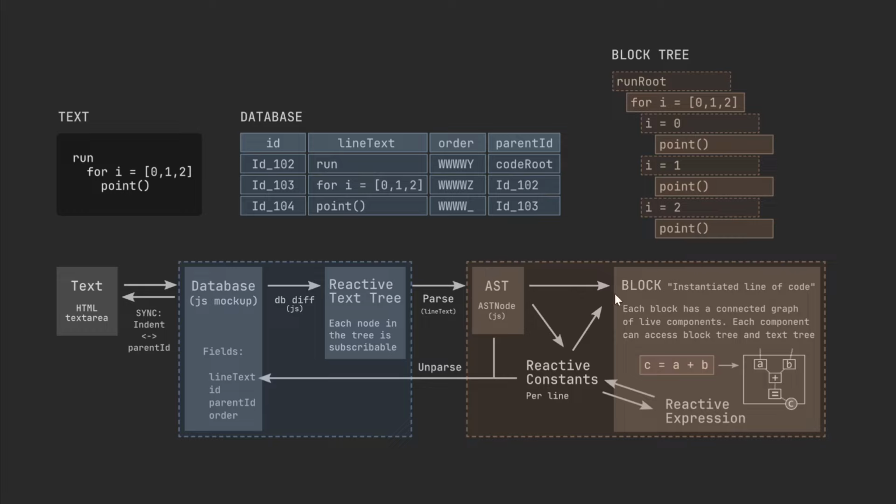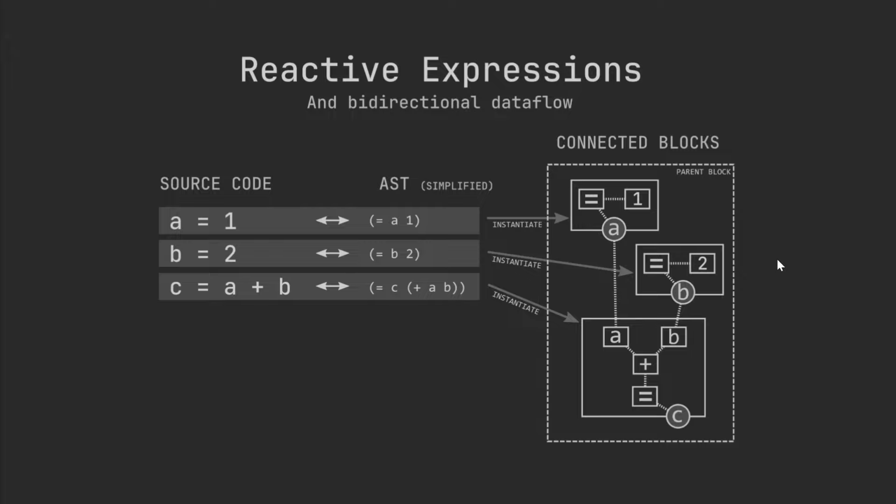Now inside the block, that's where we recursively iterate the AST, and the result is a connected graph of live components. Here's an example of 3 blocks and their connected graphs. The plus here is a reactive operator. It will sum 1 and 2, which is 3, and it will output the result here to C.